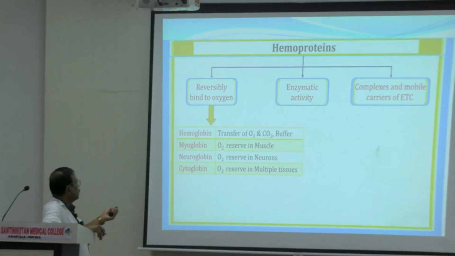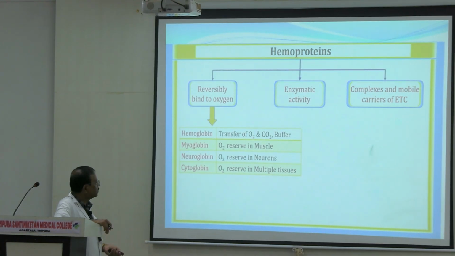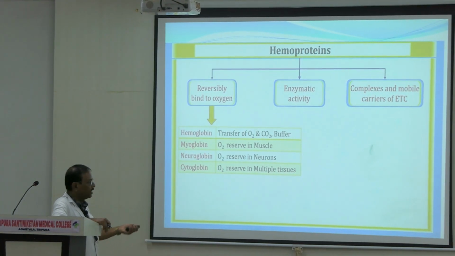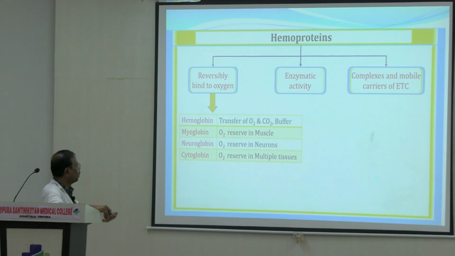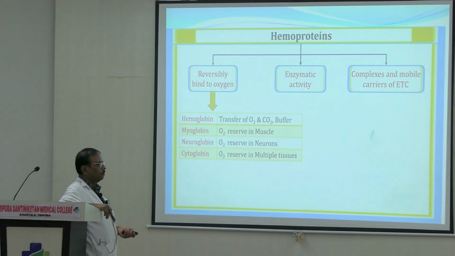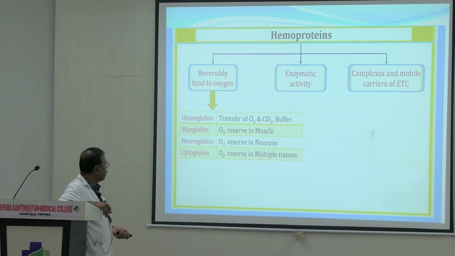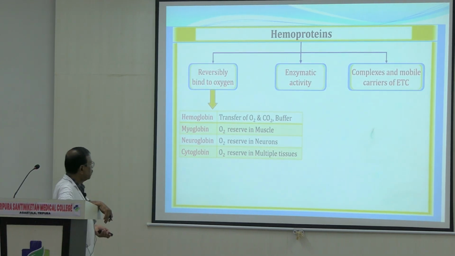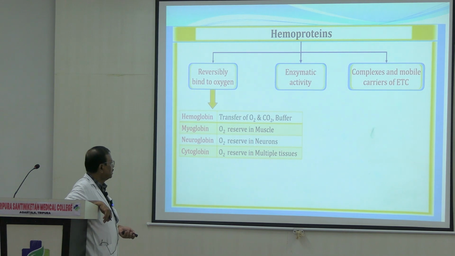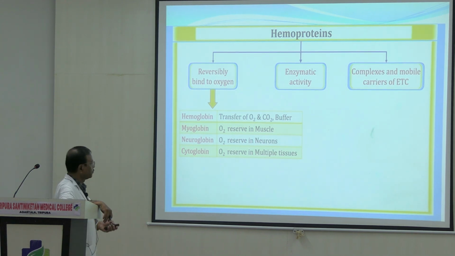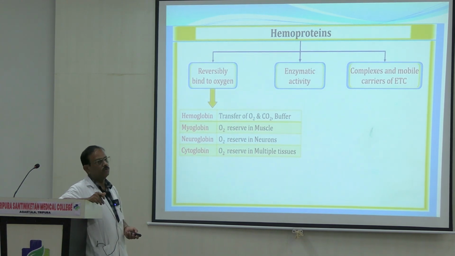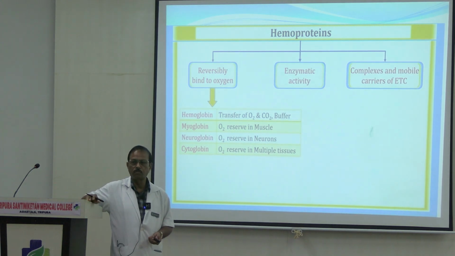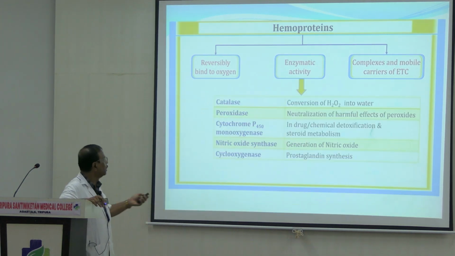So, hemoglobin: transfer of oxygen and carbon dioxide, buffering action. Myoglobin: oxygen reserve in muscle. Neuroglobin: oxygen reserve in nerve. Cytoglobin: oxygen reserve in multiple tissues. These are the functions. If you are asked what are the functions of heme, write these things as the function.